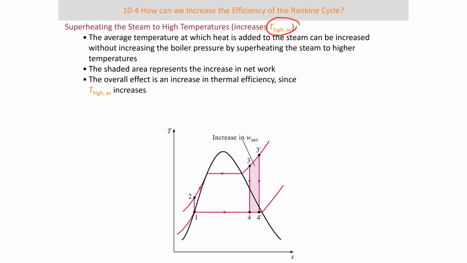So the average temperature at which heat is added to the steam can be increased without increasing the boiler pressure, right? The boiler operates at a certain pressure corresponding to a saturation temperature here, but I can go ahead and continue to add heat, increasing the temperature of the steam going into the turbine, thereby increasing the work output that the turbine produces. The overall effect is an increase in the efficiency.